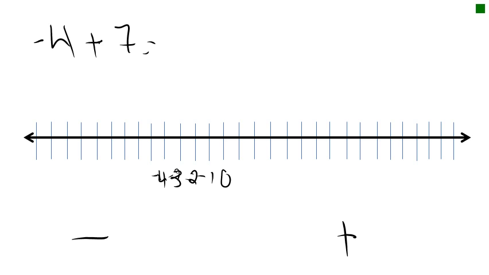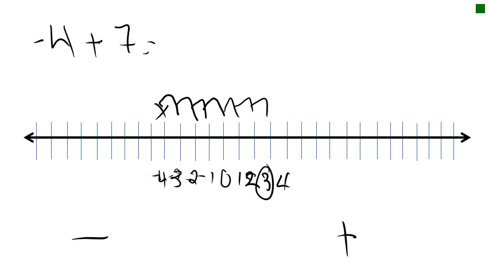Okay, so we're going to add a positive 7. We're starting off here. We're going to add a positive 7. Positive is on the right, so we're going to go right with it. We're going to go towards the 0 or past the 0, in this case past the 0, because our positive number is bigger than our negative number. So we're going to add 1, 2, 3, 4, 5, 6, 7. So we're going to end up at a positive 3.